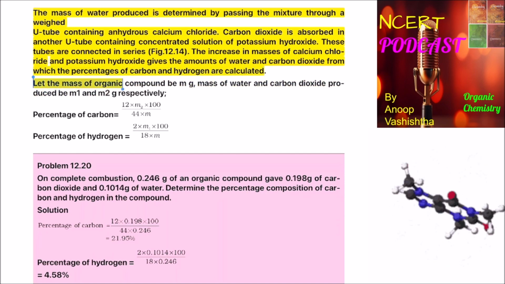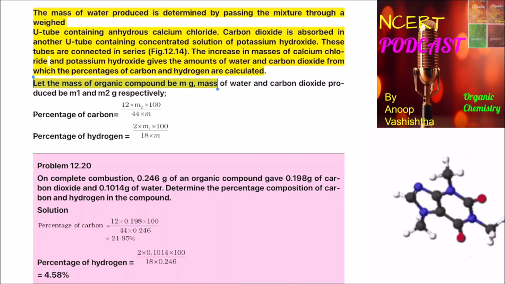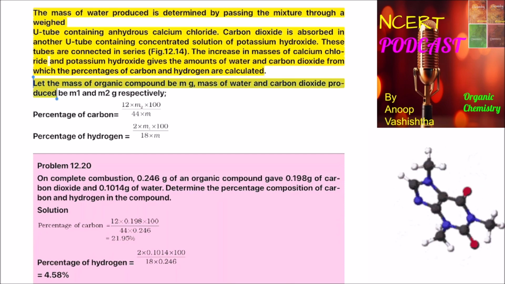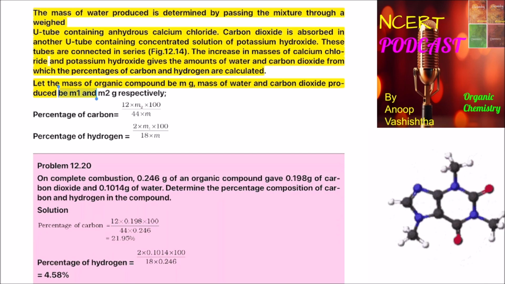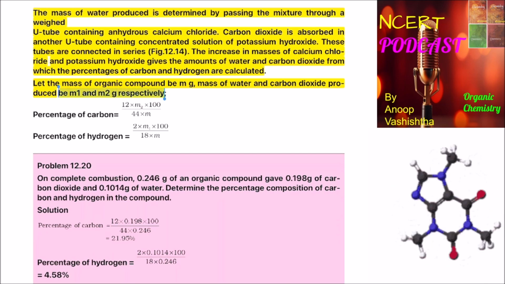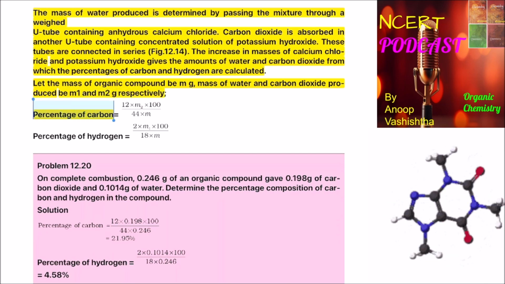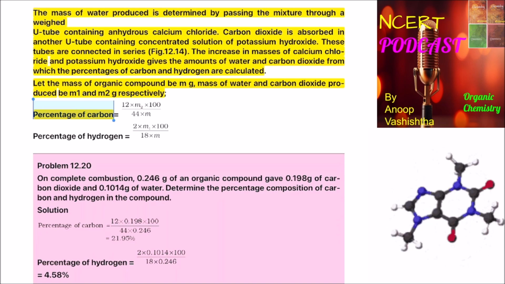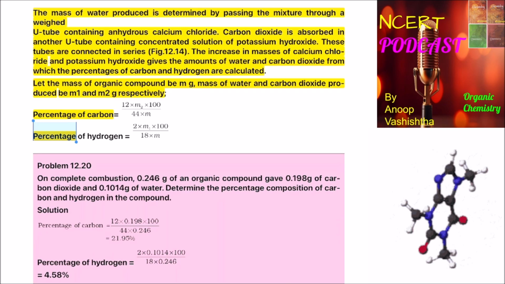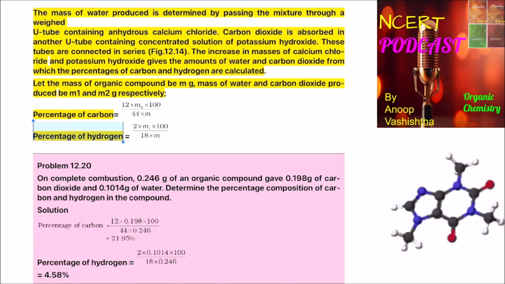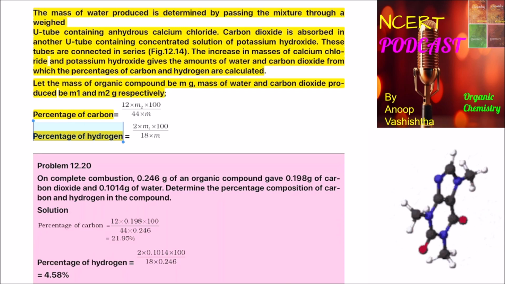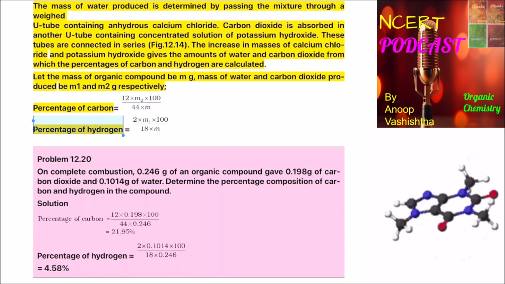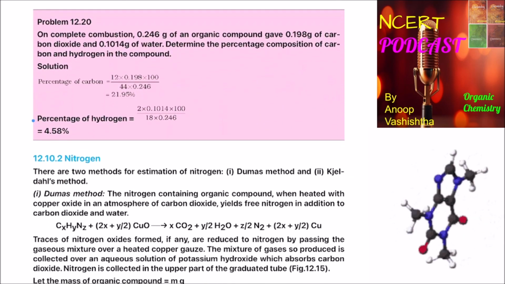Let the mass of organic compound be m grams. Mass of water and carbon dioxide produced be m1 and m2 grams respectively. Percentage of carbon is equal to 12 into m2 into 100 divided by 44 into m. Percentage of hydrogen is equal to 2 into m1 into 100 divided by 18 into m.